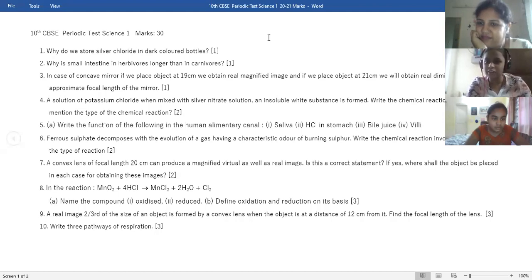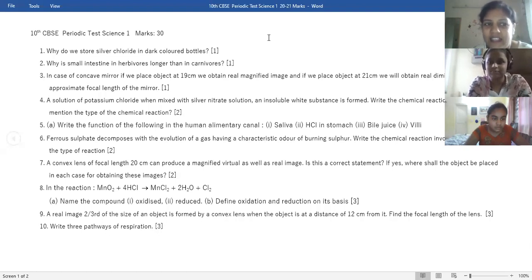So the center of curvature must be at 20 centimeters, and we know that radius is equal to 2 into focal length. So yes, it's right. 20 by 2, that's 10 centimeter. Yes, it is an MCQ question.